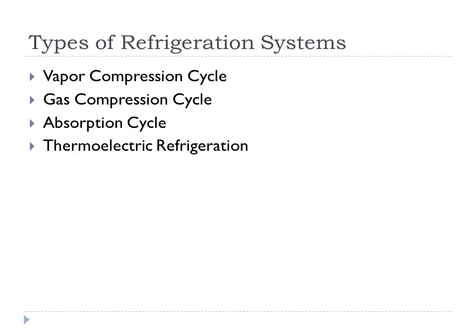There are different types of refrigeration systems by which we can have this refrigeration effect. The first one, which is most widely used, is called vapor compression cycle. The second one is gas compression cycle. Third one is absorption cycle, and the fourth one is thermoelectric refrigeration.